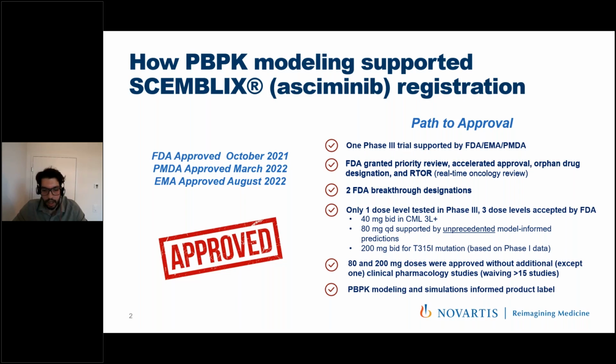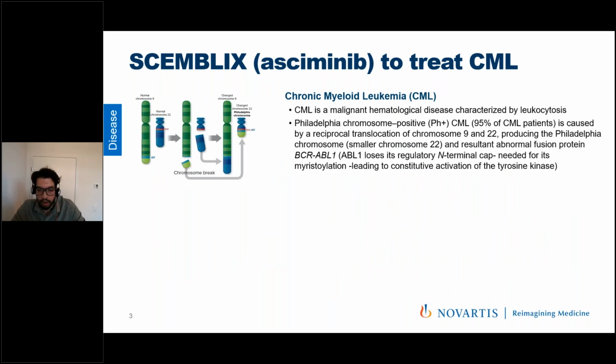We can move to the next slide now, where we are going to talk a little more about the mechanism of action of asciminib to treat CML. As you may know, CML is a malignant hematological disease characterized by leukocytosis, and Philadelphia chromosome positive CML is caused by the reciprocal translocation of chromosomes 9 and 22, producing the Philadelphia chromosome, which is a smaller chromosome 22, resulting in the fusion of the BCR-ABL protein.